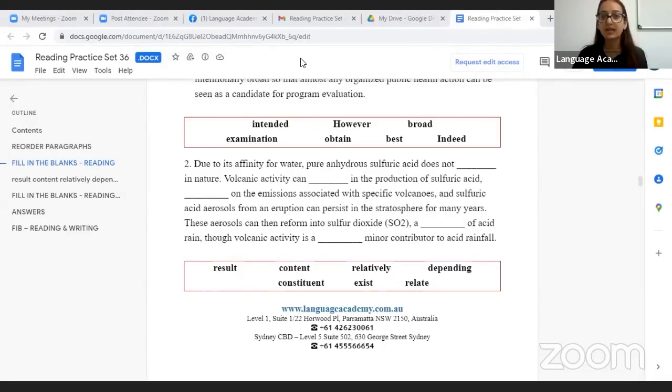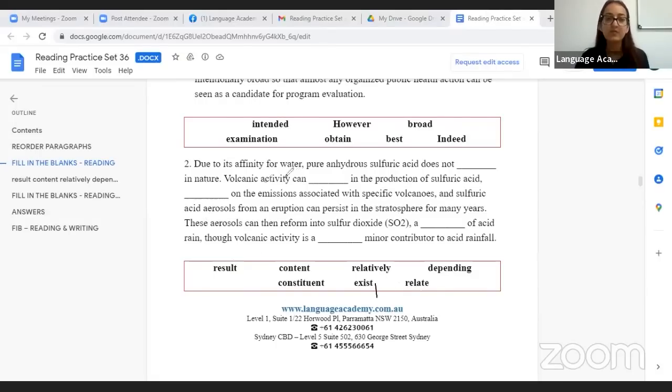Let's look at the answers. Content. Content is not a noun. Okay, let's see. This says, due to its affinity for water, pure anhydrous sulfuric acid does dash in nature. So because of something, this acid does not dash in nature. So we can say it does not exist in nature.